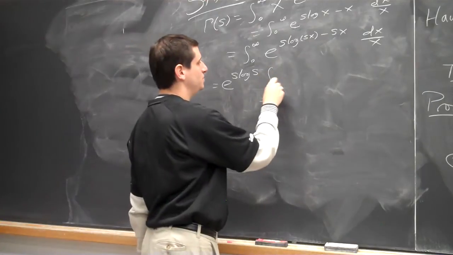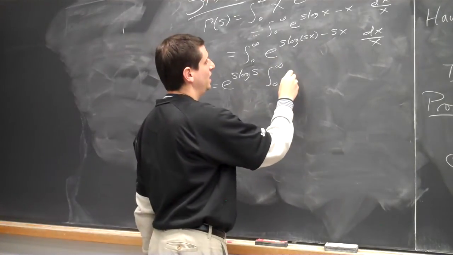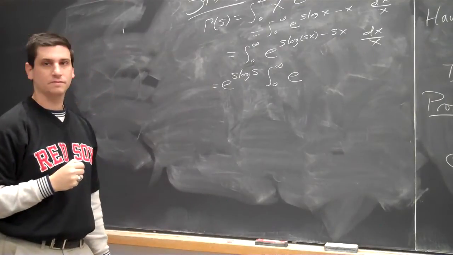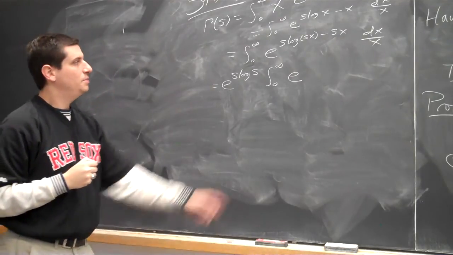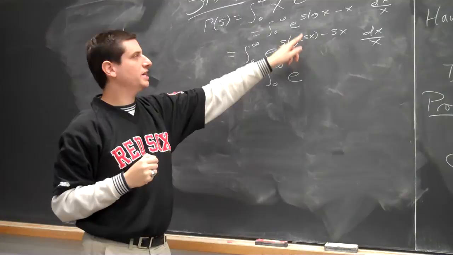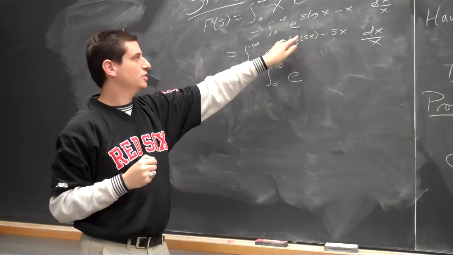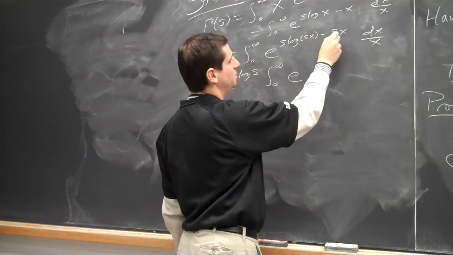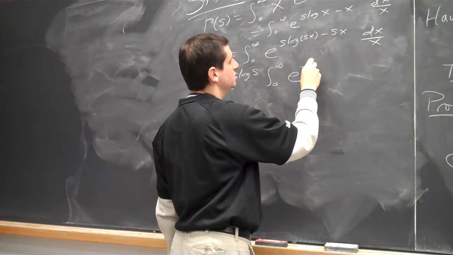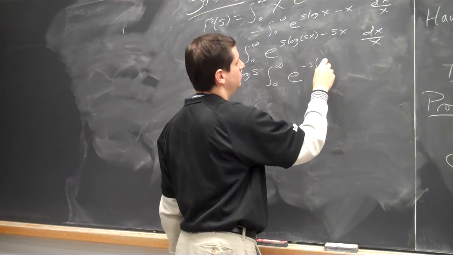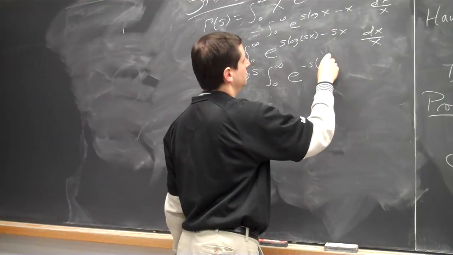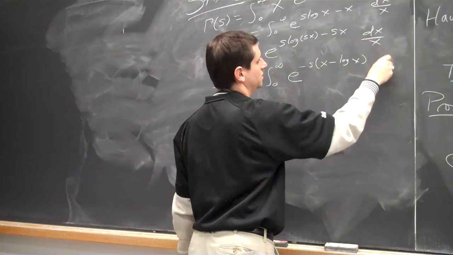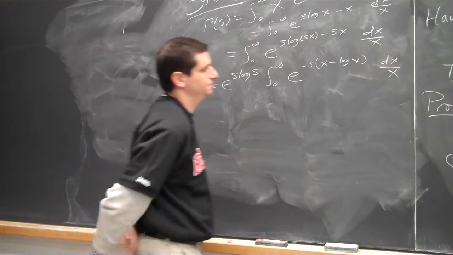Now I have the integral from 0 to infinity, and now I'll have e to... Where did the x go? Why can we...? Because log of sx is log s plus log x. So I take the s log s out. And now I have e to the s log s, and then minus s times x minus log of x, dx over x.